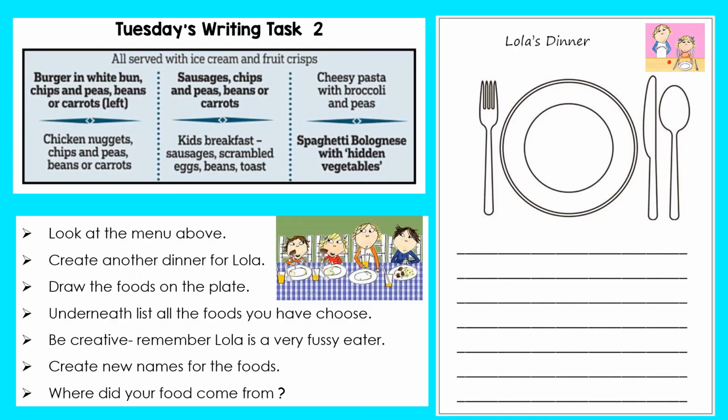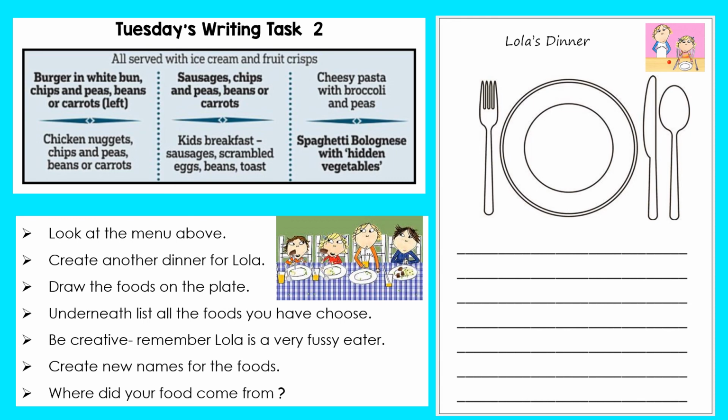Our second writing task is a bit of a fun one. I want you to create another dinner for Lola. Now you're going to have to be creative because we know that she's a really fussy eater. Up the top here, I've given you some examples of different foods that kids might have for dinner. You can use them, or you might choose to feed Lola a dinner that you like eating at home.